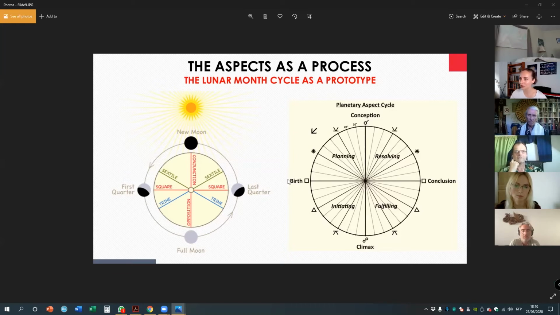The birth is on the first square. It's not on the conjunction. Many people may think, but why? Why is it not at the conjunction when we have the birth of the thing? Actually, no, it's the whole first quarter between the conjunction and the first square. Something is preparing itself to get to the moment when it's really being born.